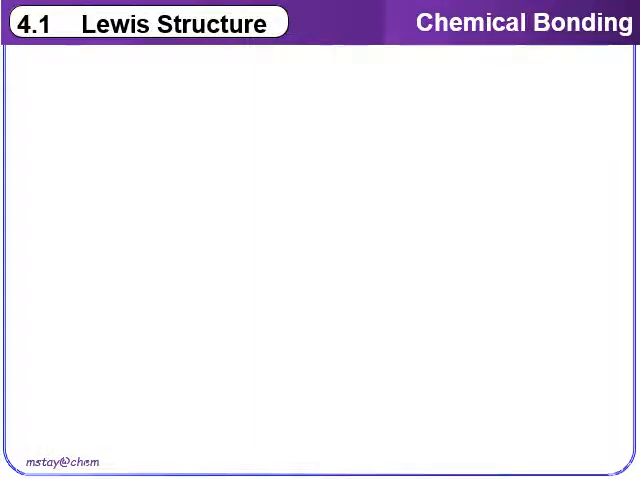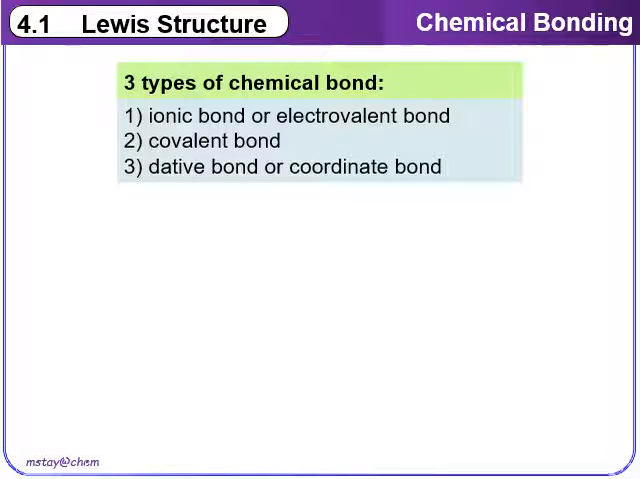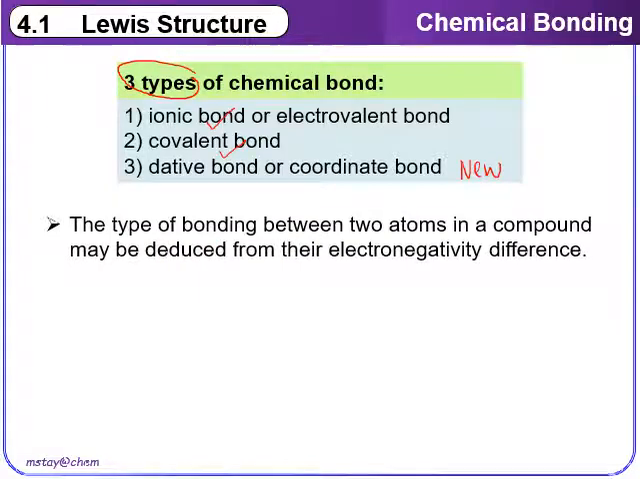Okay, now we continue with the type of chemical bonds. Basically, we have 3 types of chemical bonds. So ionic bond and covalent bond are not new for you. You heard this during your SPM time, while dative bond or coordinate bond is a new type of bond that you're going to learn. Generally, the type of bond between 2 atoms will depend on their electronegativity difference.